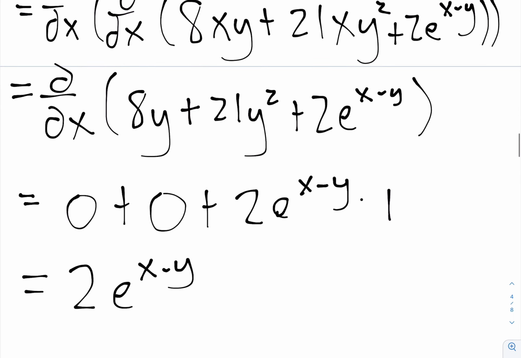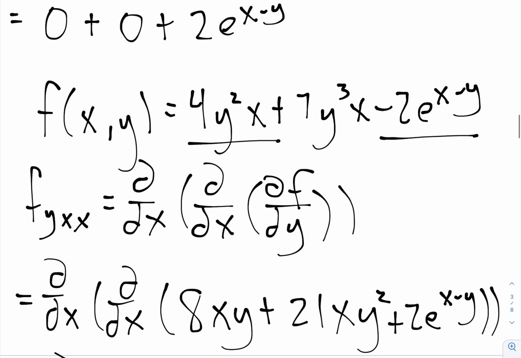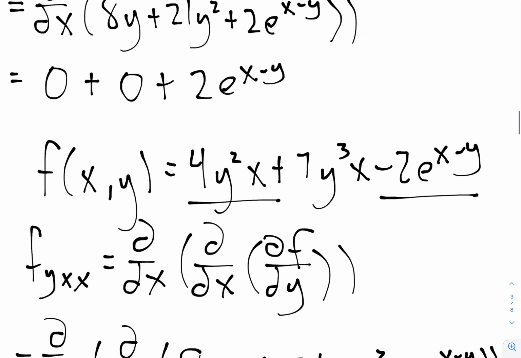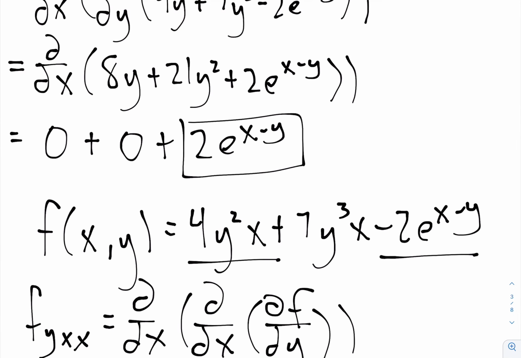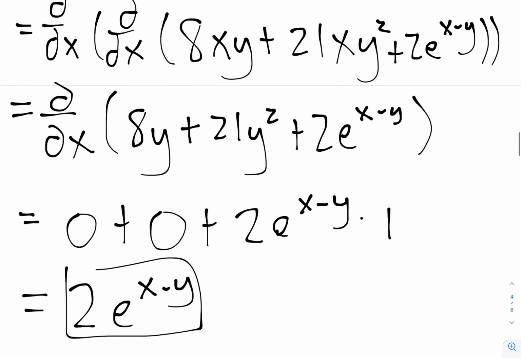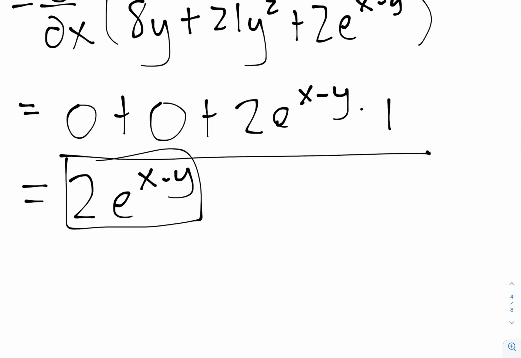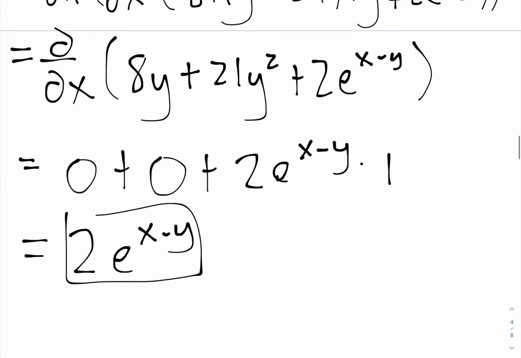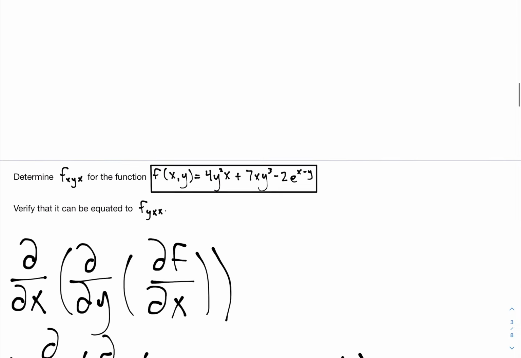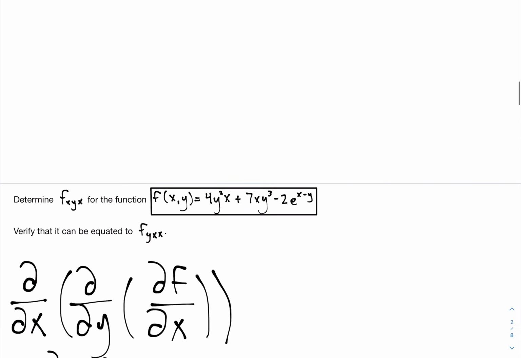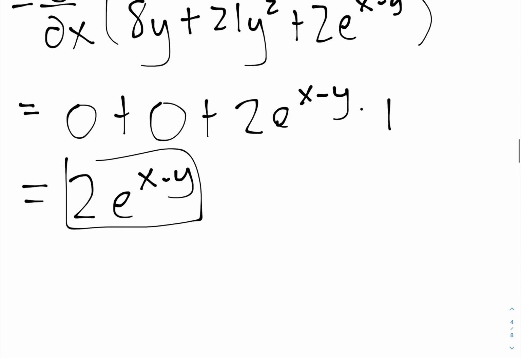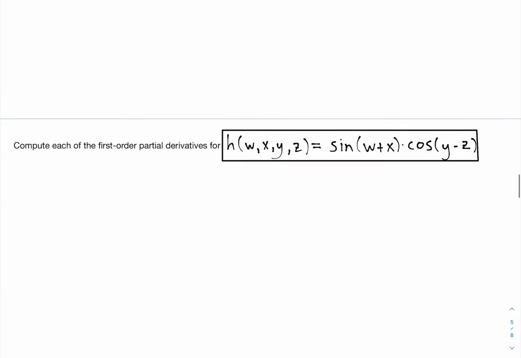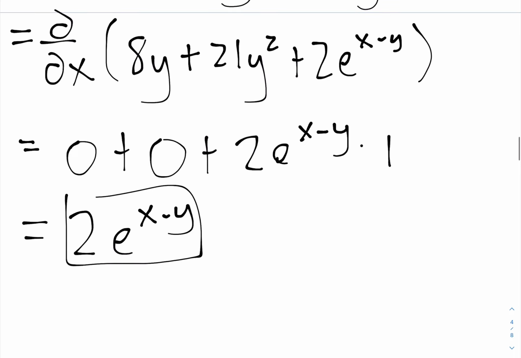And remember, this answer matches up with what we got right here, right? Because we had 0 plus 0 plus 2 times e to the x minus y. That's exactly what we had down here: 0 plus 0 plus 2 times e to the x minus y. So we kind of verified Clairaut's theorem here, and we don't have to stop with second degree partial differential equations. We can go further into third and fourth degree.